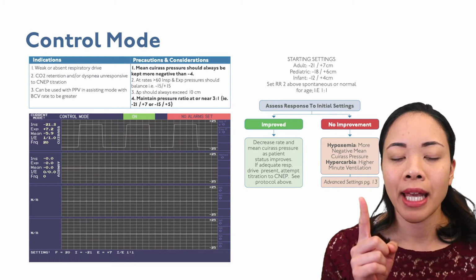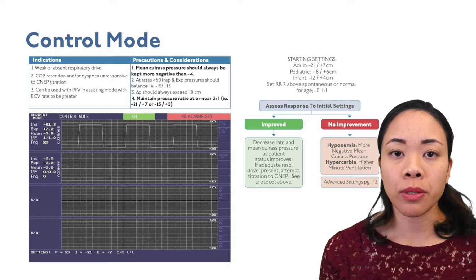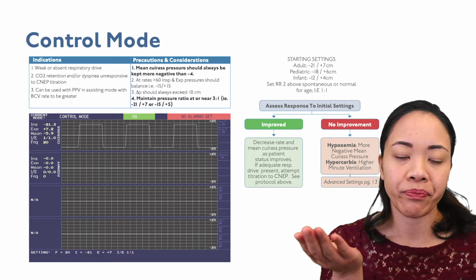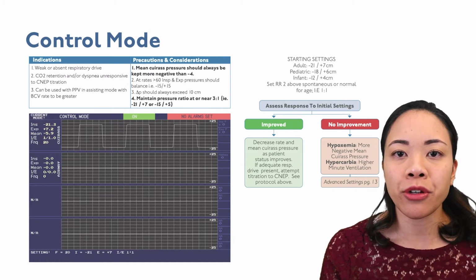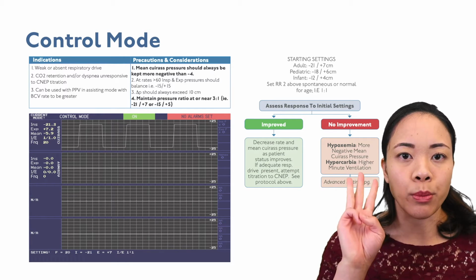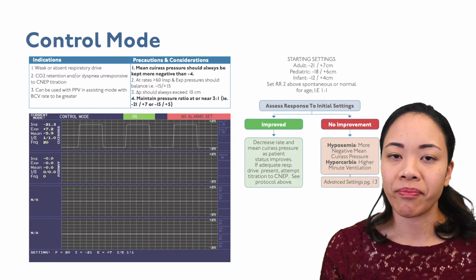Number 1, at rates greater than 60, inspiratory and expiratory pressure should balance. For example, -15, +15. Number 2, delta P or change of pressure should exceed 10 centimeters of water pressure. And number 3, maintain pressure ratio at or near 3:1.